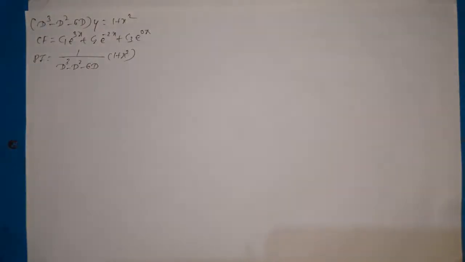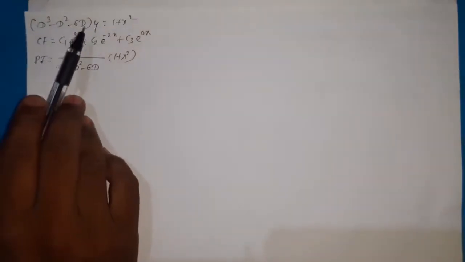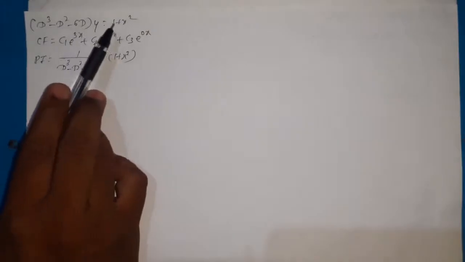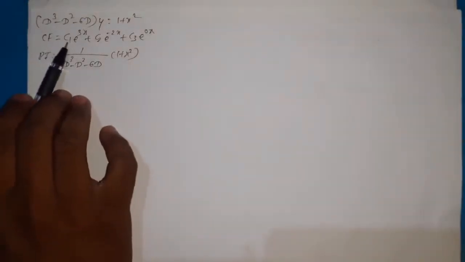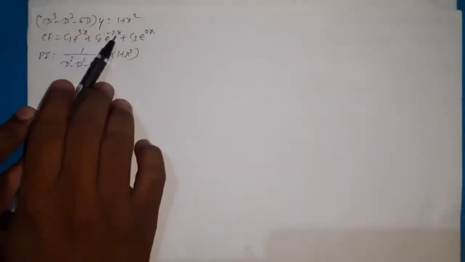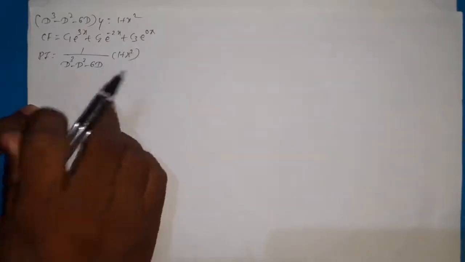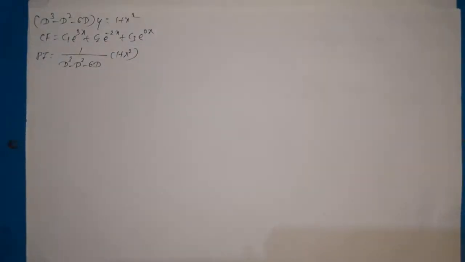Next example, solve the differential equation D cube minus D square minus 6D into y equal to 1 plus x square. So here it is a cubic equation, hence it has 3 roots. The roots are 3, minus 2 and 0. So the complementary function is c1 e power 3x plus c2 e power minus 2x plus c3 e power 0x, and the particular integral is 1 divided by f of D.